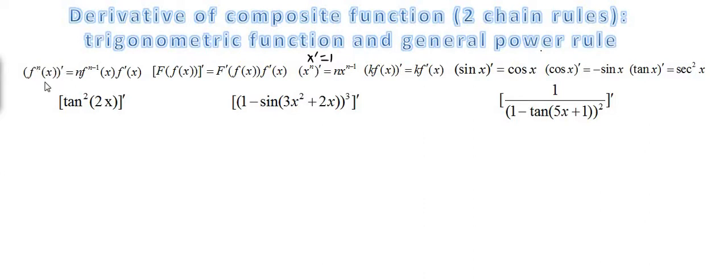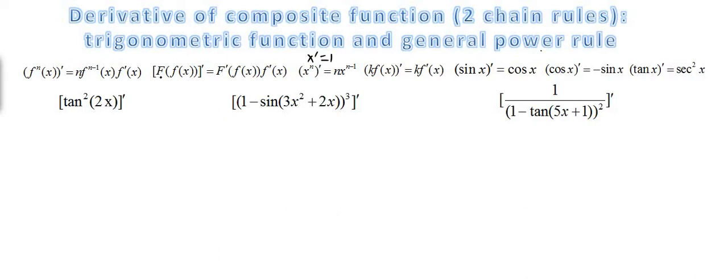The derivative of f(x) to the power n equals n times f(x) to the power n minus 1 times the derivative of f(x). The second formula is a typical chain rule. The derivative of capital F of little f(x) equals the derivative of capital F at f(x) times the derivative of little f(x). And here the capital F can be any trig function.